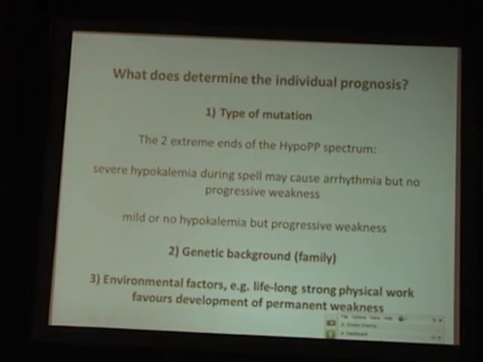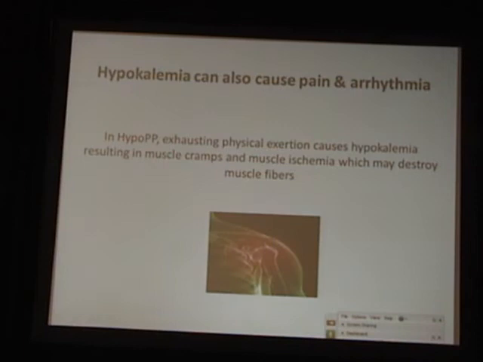The individual prognosis, as you know, is absolutely determined by the mutations, and we have these two ends of the spectrum. I already told you about the leaks which have a large sodium intake, progressive weakness, mild hypokalemia, and the leaks with a small sodium intake, severe hypokalemia during this imbalance. Genetic background is important, and of course, environmental factors. Very strong physical work is not good for a weak muscle, but a moderate continuous exercise is good for the weak muscle. We all know that hypokalemia can cause muscle pain and arrhythmia, especially after exhausting physical exertion, resulting in muscle cramps and muscle ischemia. This should be avoided.